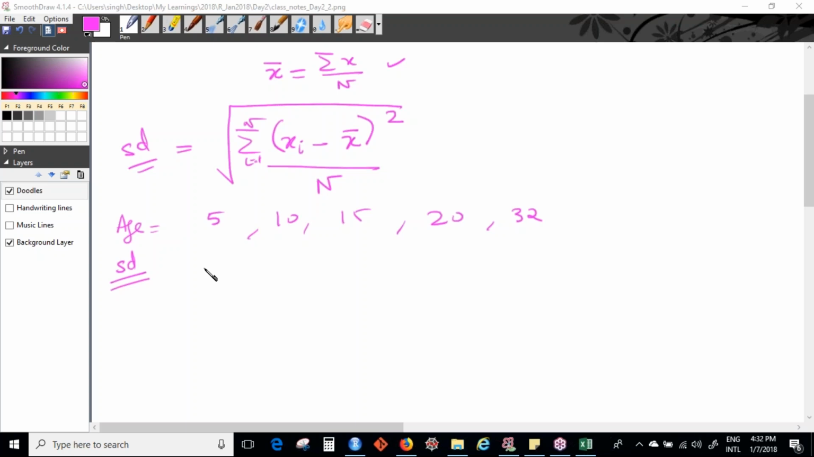Okay, let's see. So let me write down the numbers here. Let's say x is the variable. So let's say this is age. Let's say age, I will have 5, 10, 15, 20, 32 here. Okay. So the first thing that I have to do is to calculate the average.